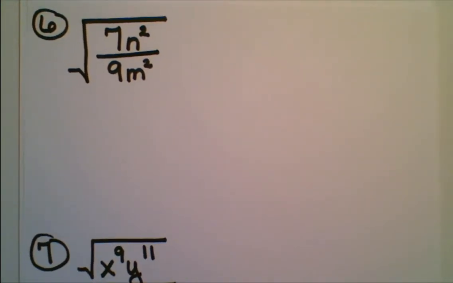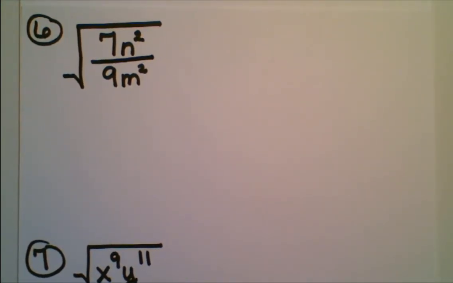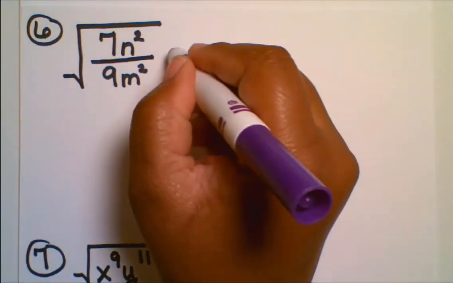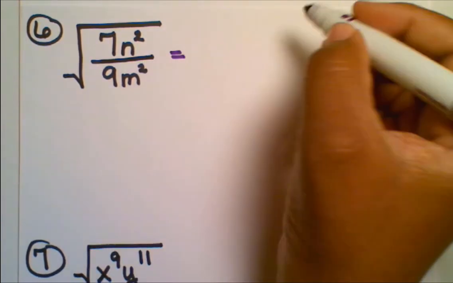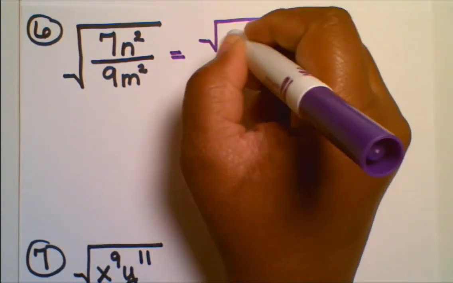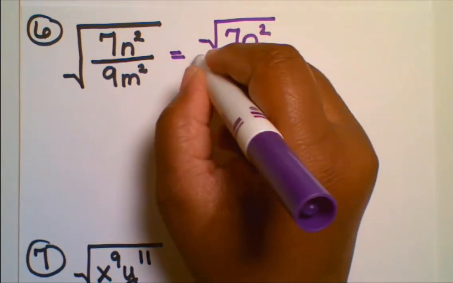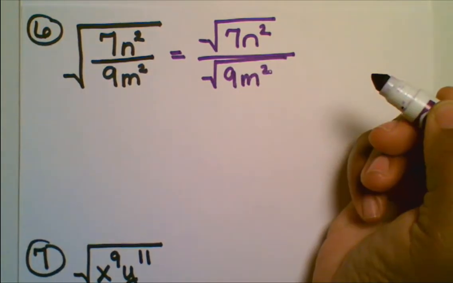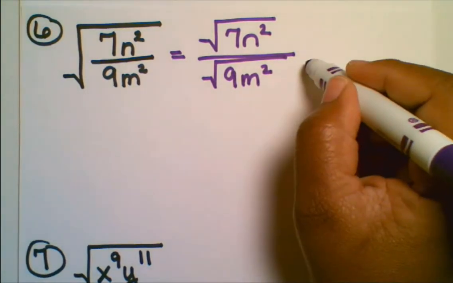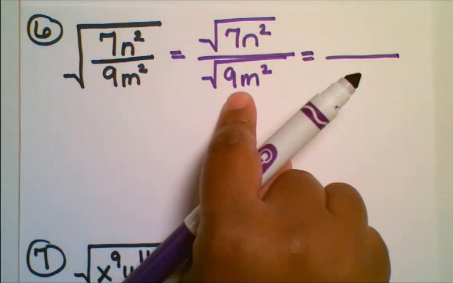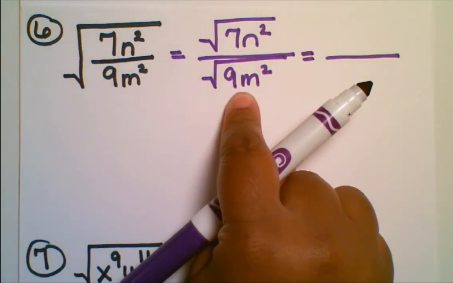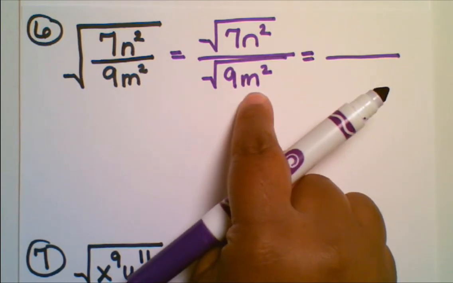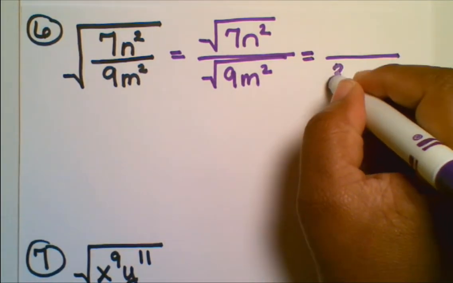Let's do some more examples. We have number 6, the square root of 7n squared over the square root of 9m squared. Let's write the radicand as two separate radicals: the square root of 7n squared all over the square root of 9m squared. Now that denominator, you can take the square root because 9 is a perfect square and m squared is a perfect square. That will give us 3m.